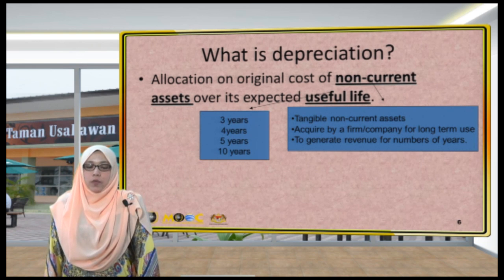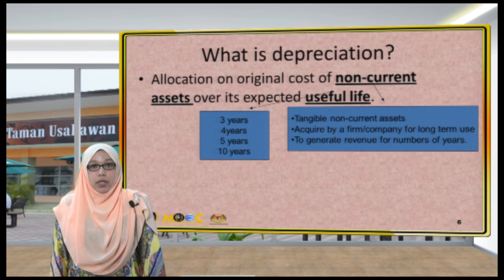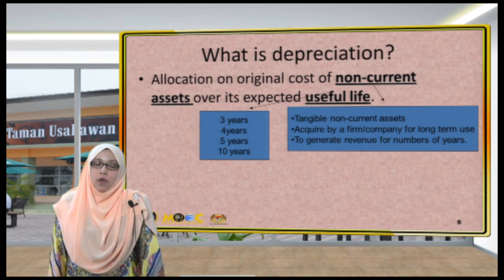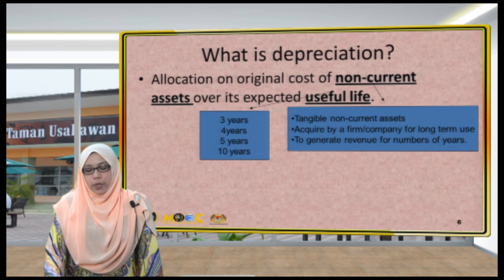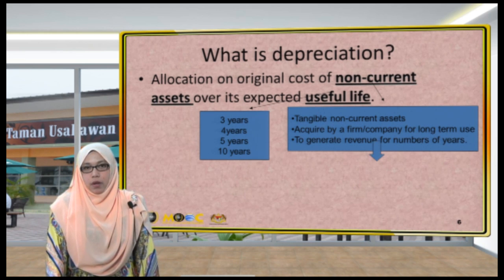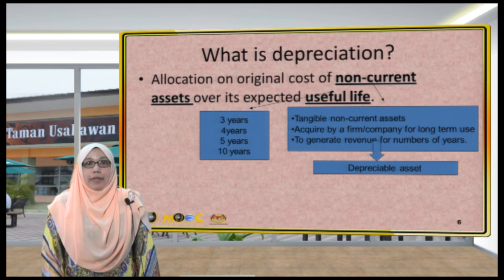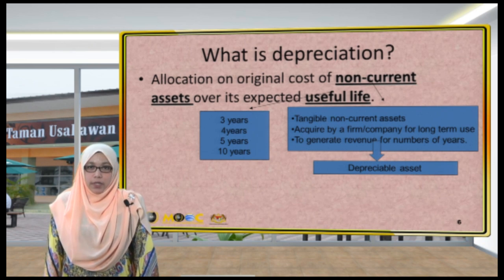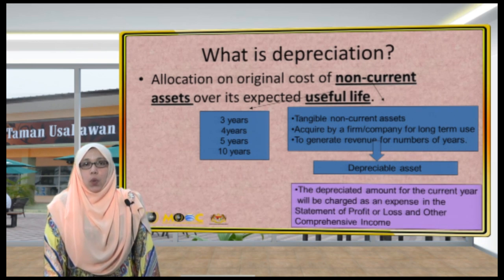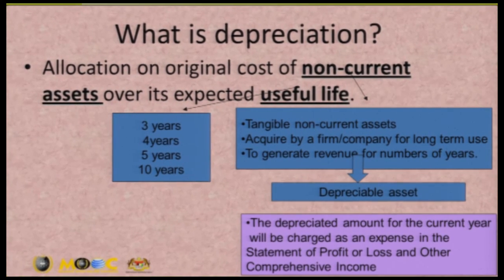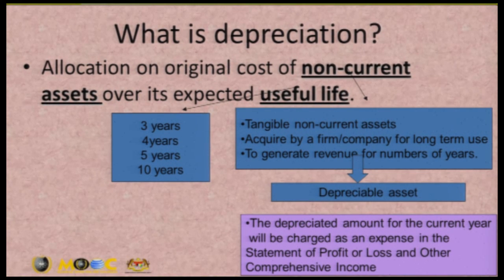Alright, so how about the useful life of non-current asset? It could be 3 years, 4 years, 5 years, 10 years, or could be more than 20 years of useful life. When a non-current asset fulfills the definition, then it will be a depreciable asset. Once we calculate depreciation for the non-current asset, the depreciation amount for the current year will be charged as an expense in the statement of profit or loss and other comprehensive income.